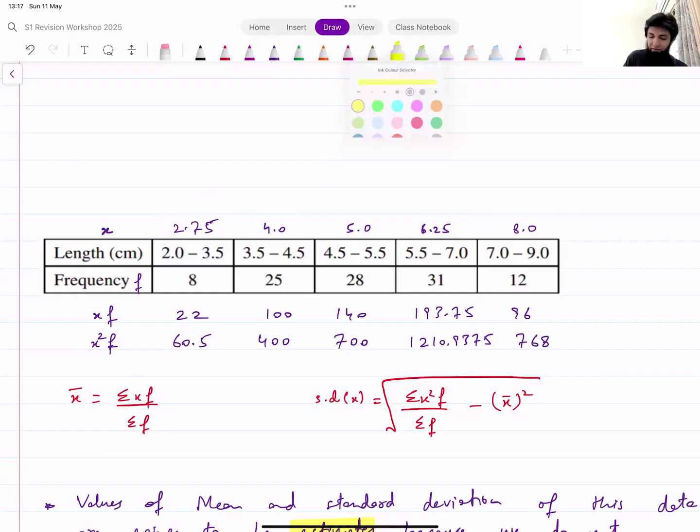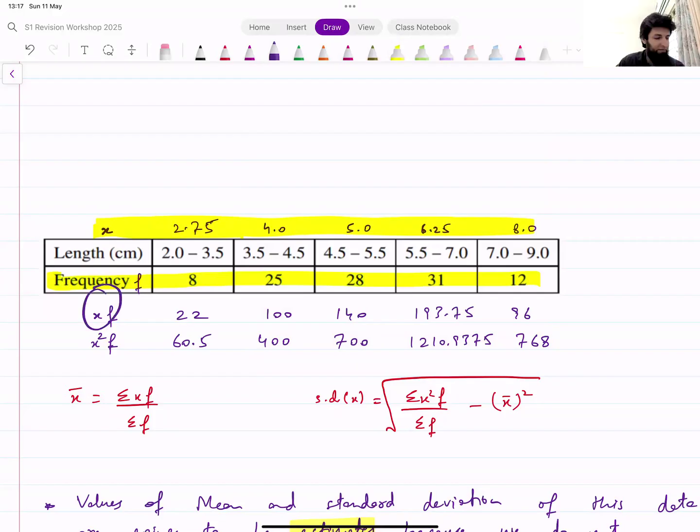So now you have these X values, and you have these frequencies. This is what you will be using for your calculations, X values and frequencies. Evaluate X times F, evaluate X squared times F, and input values in the formulas, and you'll get the result. Now, this is very important.